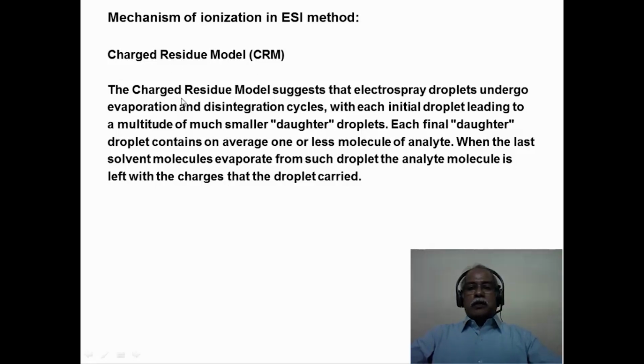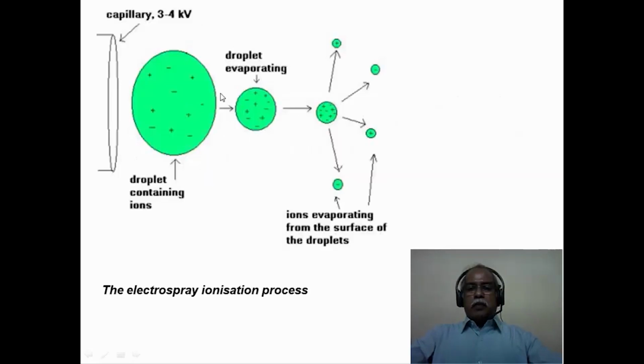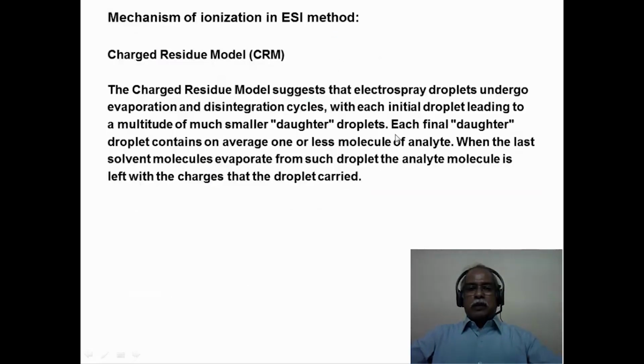The charged residue model suggests that the electrospray droplets undergo an evaporation and disintegration cycle, and each initial droplet leads to a multitude of smaller droplets, and each final daughter droplet contains an average of one or less molecules of analyte. When the last solvent molecule evaporates from such a droplet, the analyte molecule is left with the charge that was originally present in the droplet. So this is essentially saying that the large droplet goes to smaller and smaller droplets until the analyte alone is produced in the gas phase in the form of a charged particle.